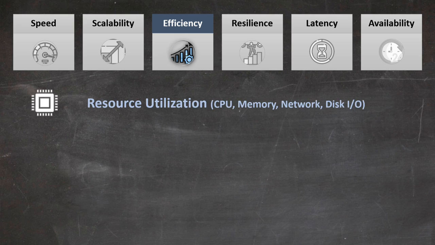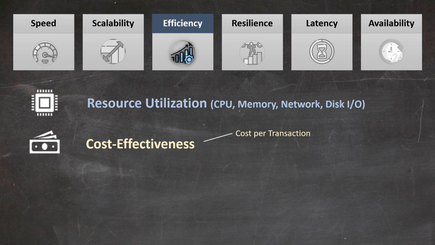Resource utilization. We already talked about this set of metrics, including CPU usage, memory usage, network bandwidth usage, and disk input and output. The second set of metrics is associated with cost effectiveness. Cost per transaction measures how much we spend on infrastructure for each transaction processed. For example, if our total infrastructure cost is $10,000 per month and we handle 100,000 transactions, our cost per transaction is 10 cents. A lower cost indicates better economic efficiency, similar to getting more miles per gallon in a car.